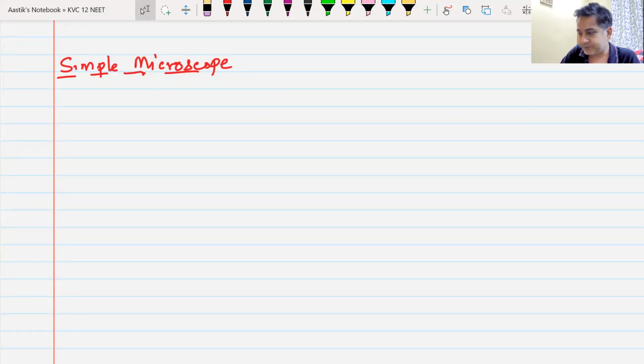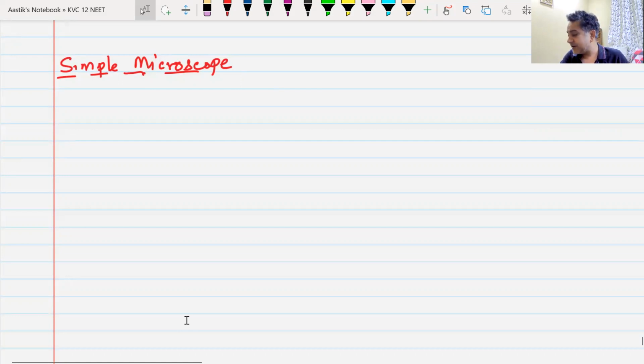Okay. So a simple microscope is what we are going to start with. What is a simple microscope? A simple convex lens. A simple convex lens is your simple microscope. Do we understand this? Any simple microscope can be used to magnify objects.